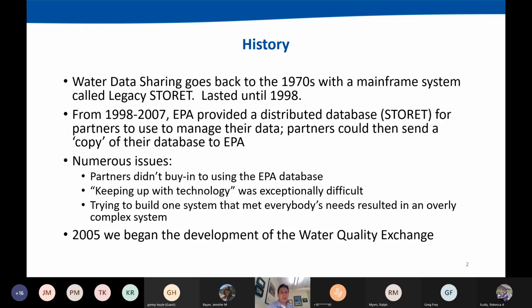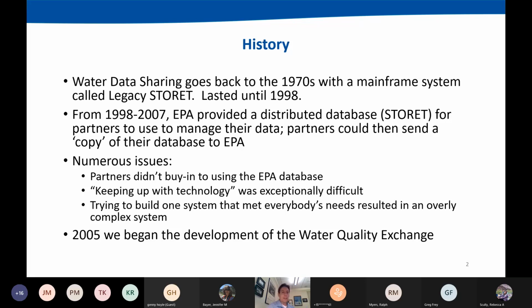There were a lot of issues with that Modernized STORET system. It was certainly a good attempt at trying to get better documented data. But one of the big challenges we ran into is that most of the partners, there were very few who didn't, just did not adopt EPA's database. It was designed to handle pretty much any kind of water quality monitoring you could imagine. But because of that, it was too complicated to use, and it was very challenging to use that software.